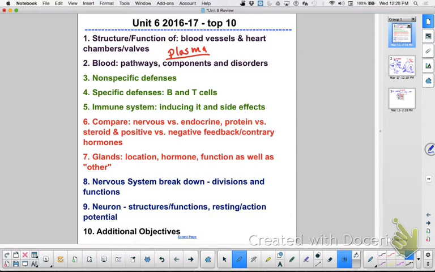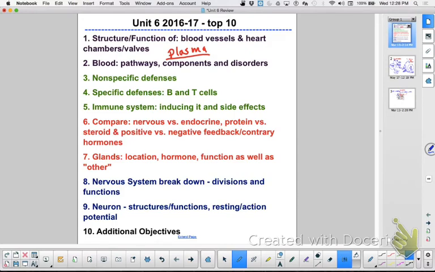Positive feedback is where it's amping up. The response triggers more of a response, and that response triggers even more of a response. We look at that at birth. What's the hormone that helps the baby to come out and your milk to come out? Oxytocin. When the baby's head pushes against the cervix, that triggers the release of more oxytocin, which makes the baby push even harder as the muscles contract, which triggers more oxytocin until you get to some end point, which is when the baby comes out. All right, so that's positive and negative feedback, and then contrary hormones.